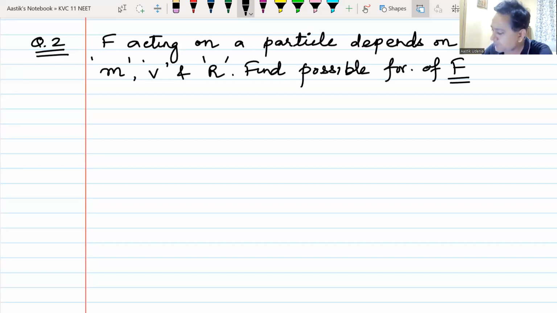You have to find a possible formula for F. You know that it depends on these three things. If it had depended on four things, you would not have been able to find it out, because you only have three equations, M, L, and T. You cannot find out if it depends on four quantities. That is a demerit or disadvantage. Anyways, let us look at the positive side and not the negative side. I hate talking about the negative one.